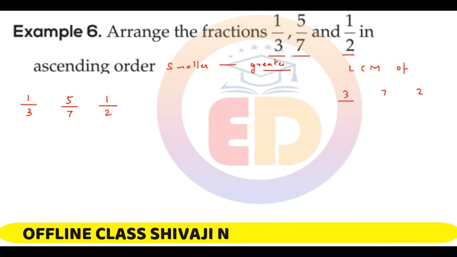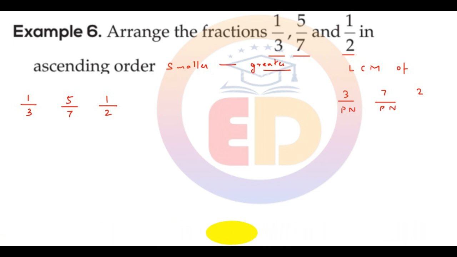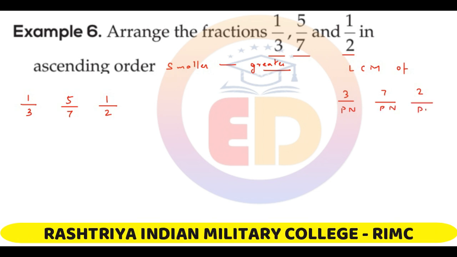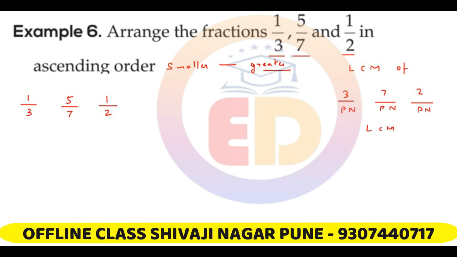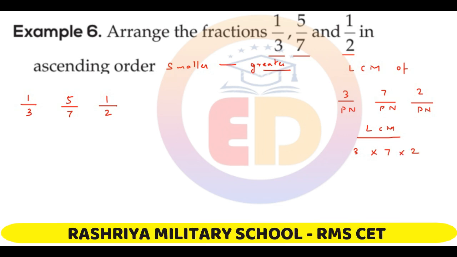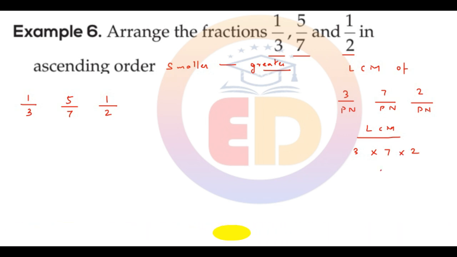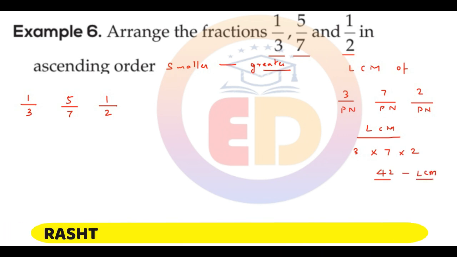Remember, 3 is a prime number. 7 is also a prime number. 2 is also a prime number. So when you have 3 prime numbers, then their LCM will be given by their product. 3 multiplied by 7 multiplied by 2. This is 3 into 7, 21. 21 into 2, 42. So this is our LCM. And now we will convert all the denominators to 42.